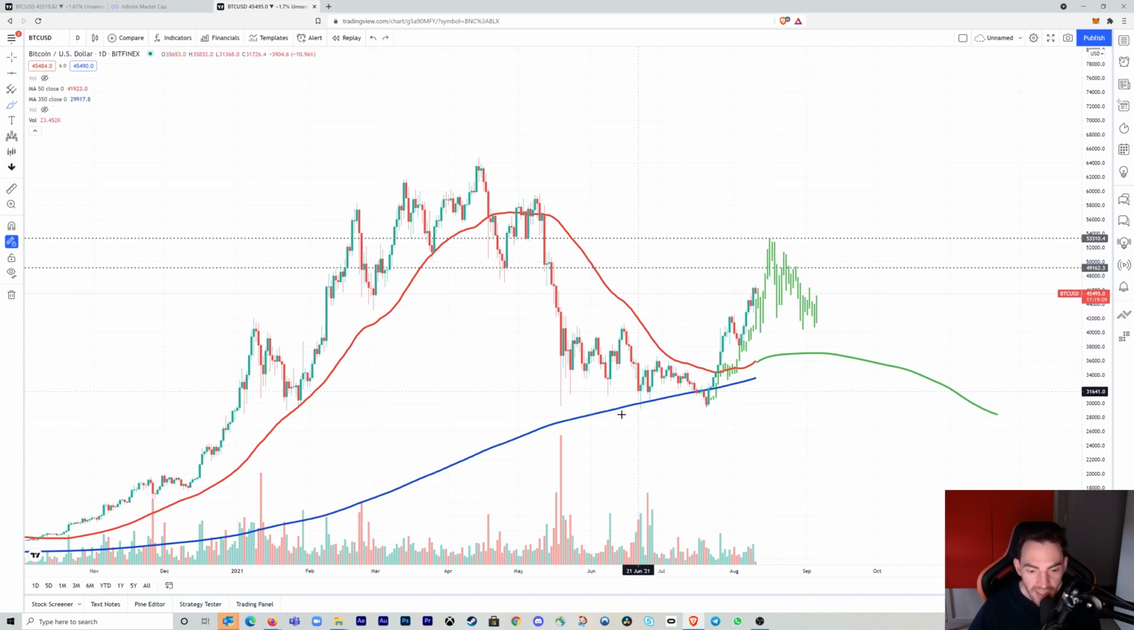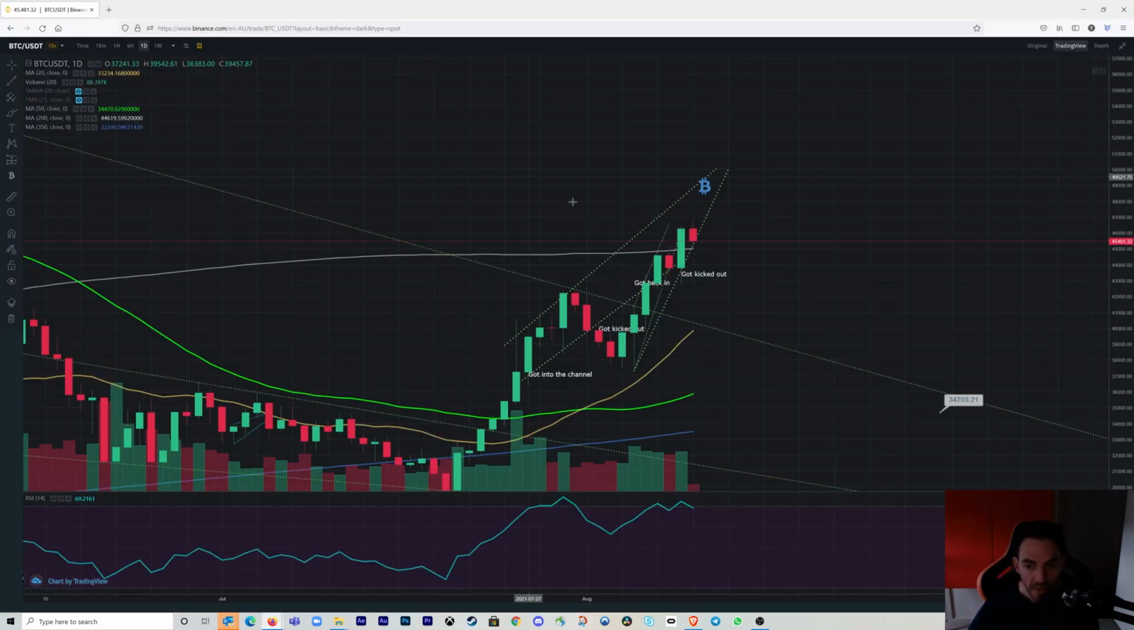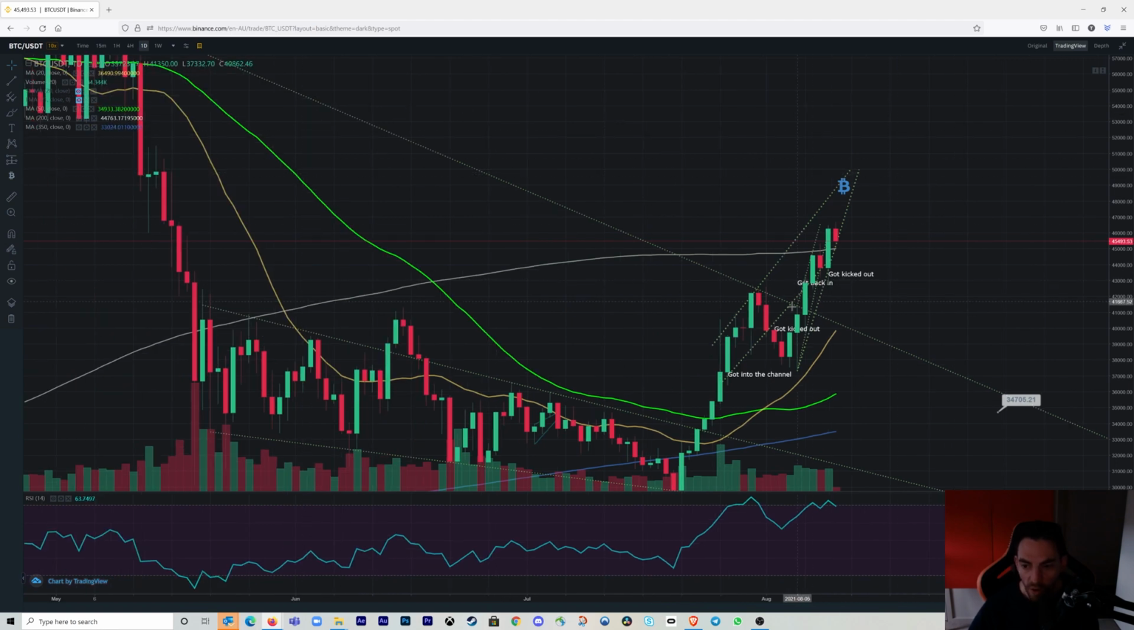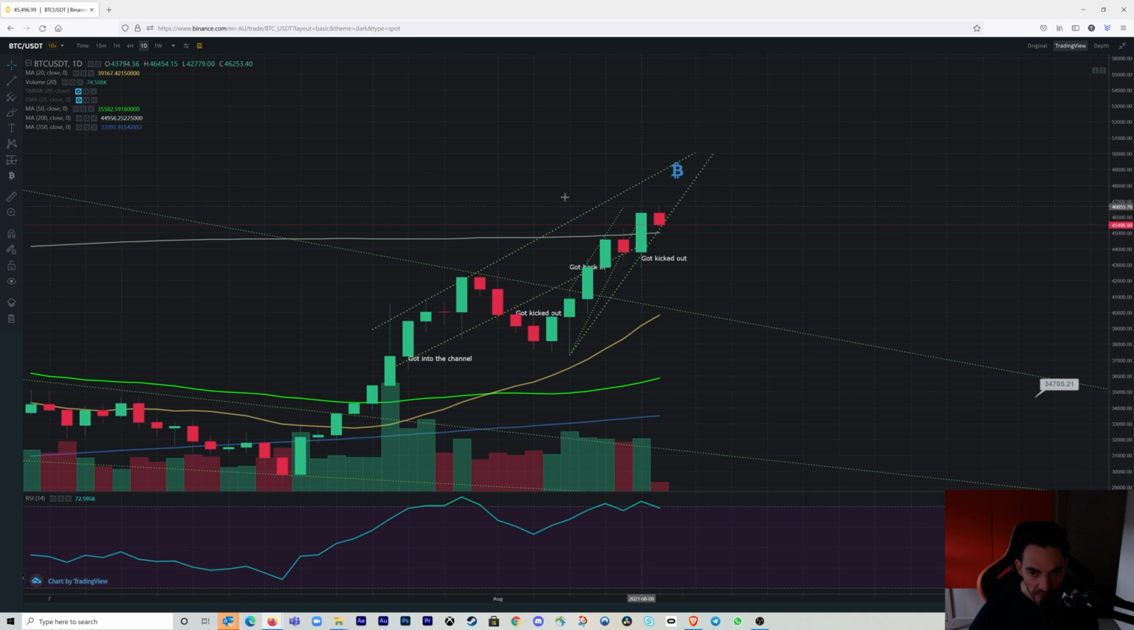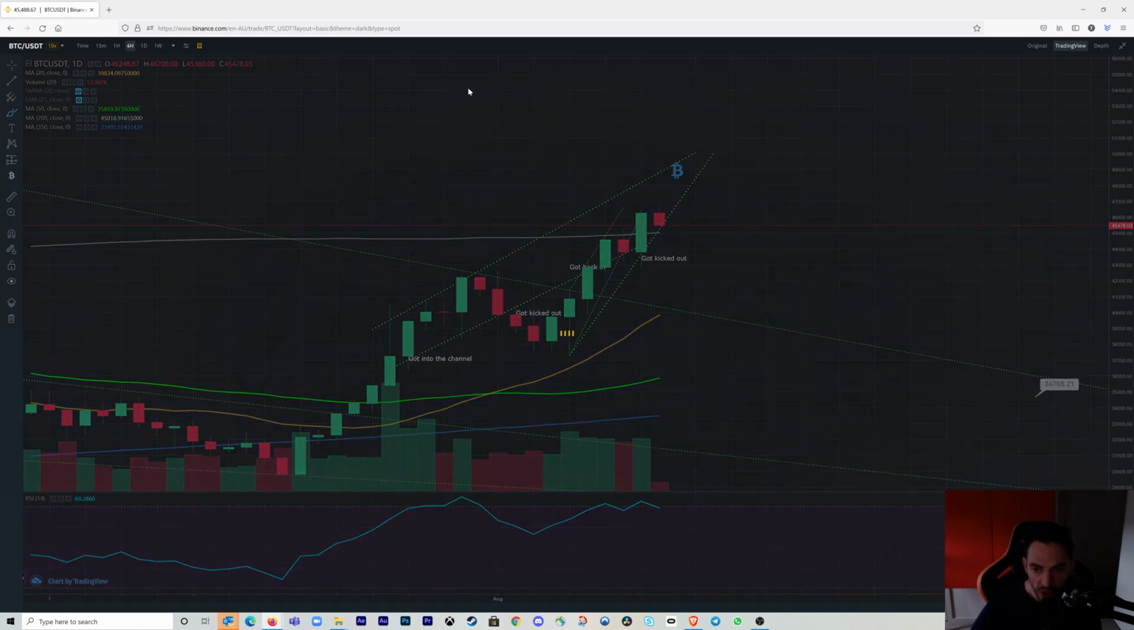Now, let's have a look at what's happening with the price at the moment. So I'm currently on the one-day chart, and you can see that we are forming a rising wedge. And a rising wedge has a 68% chance of falling to the downside. So let's zoom in a little bit. We'll go to a 4-hour chart.